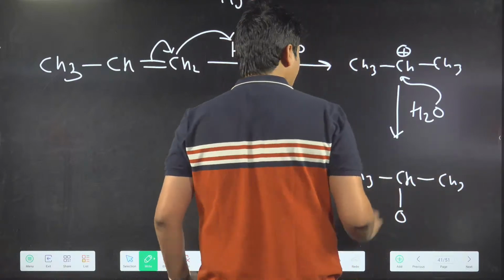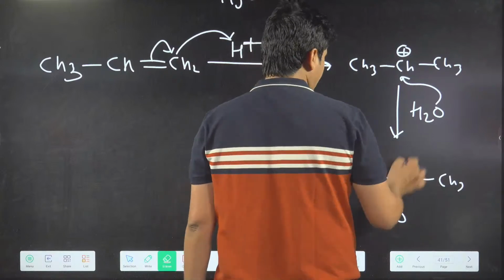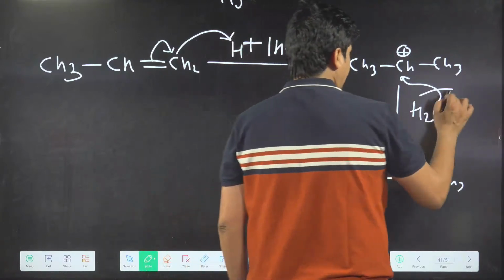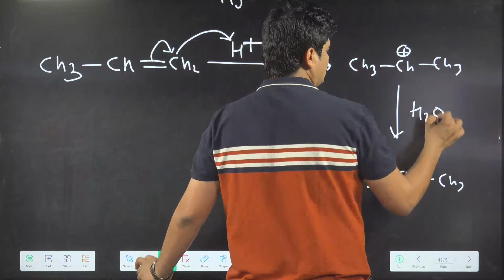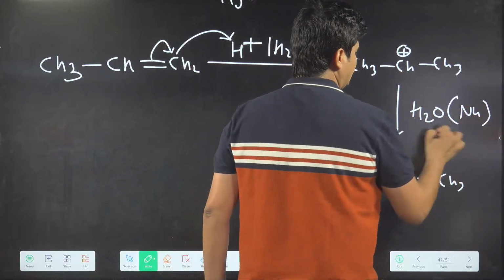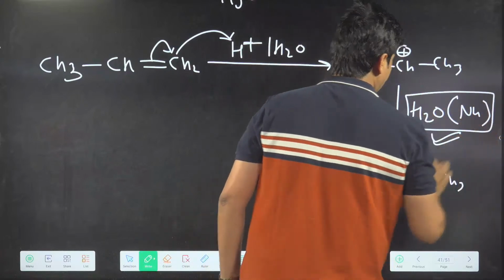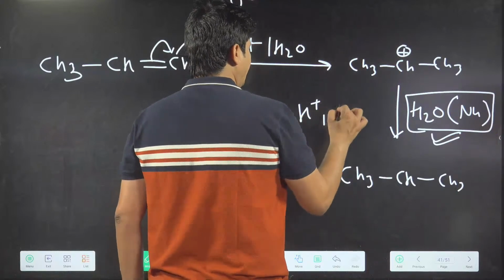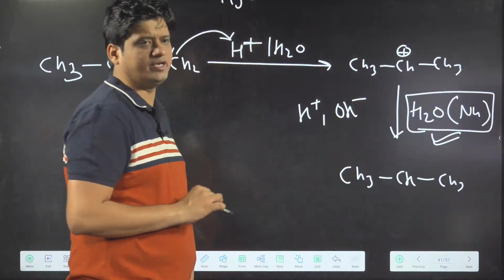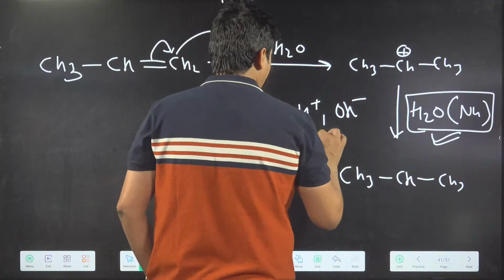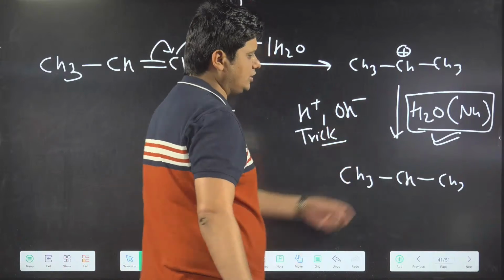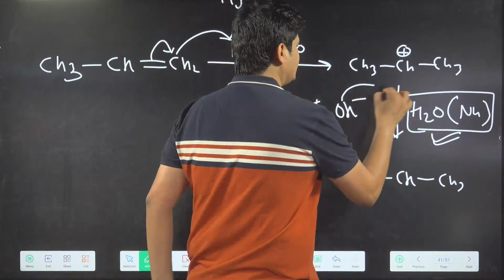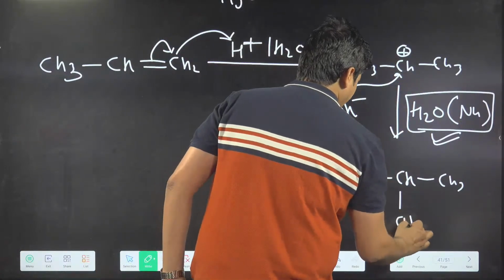Okay, or I will give you one simple trick also. In this case, the actual nucleophile is H2O. If someone is asking what is the nucleophile there, the answer is H2O. What is our trick? Break H2O into H plus and OH minus. If I am breaking water like this, it is a trick, because the actual nucleophile is H2O. Bind OH minus to this plus. This is formed.